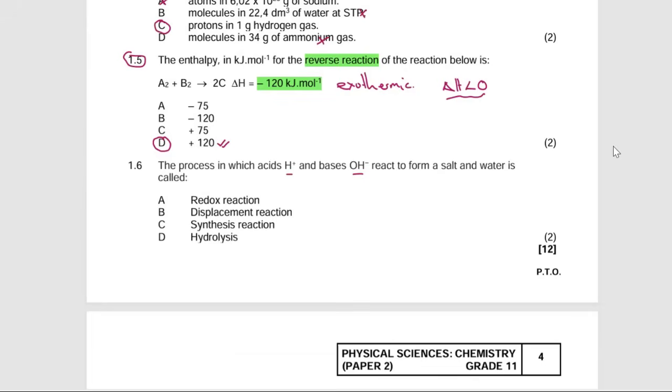So where we are having an acid and a base, they're saying the process in which acids, which is the proton, the H+, and the hydroxide, which is your OH-, react to form a salt and water is called, right? So option A says redox reaction. This is incorrect. And B says displacement, also incorrect. Then we also have option D, which reads hydrolysis, also incorrect. So this is a synthesis reaction. So our option C is going to be the correct answer.